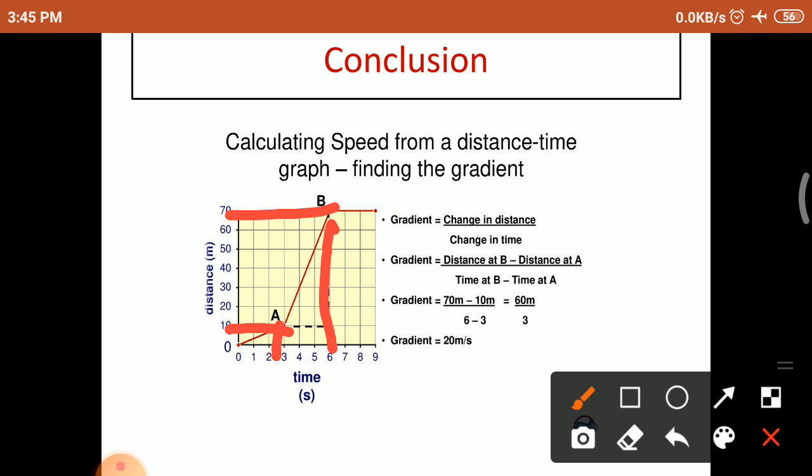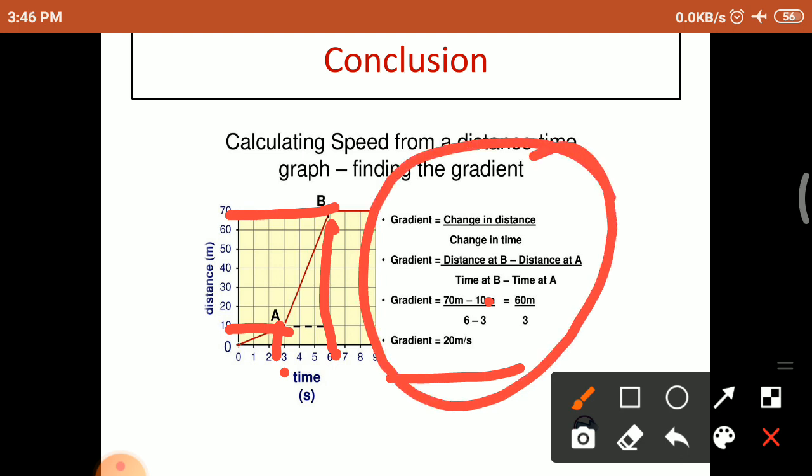So here 70 minus 10 is 60 meters, divided by 3 seconds. So we get 20 meters per second. That means the object covers 20 meters in one second. So how to calculate speed? From this equation we can calculate speed for different graphs.